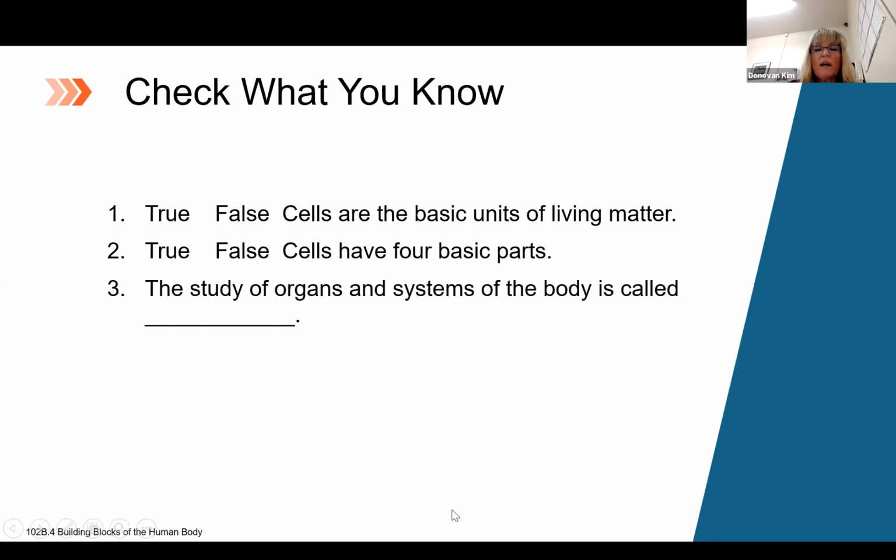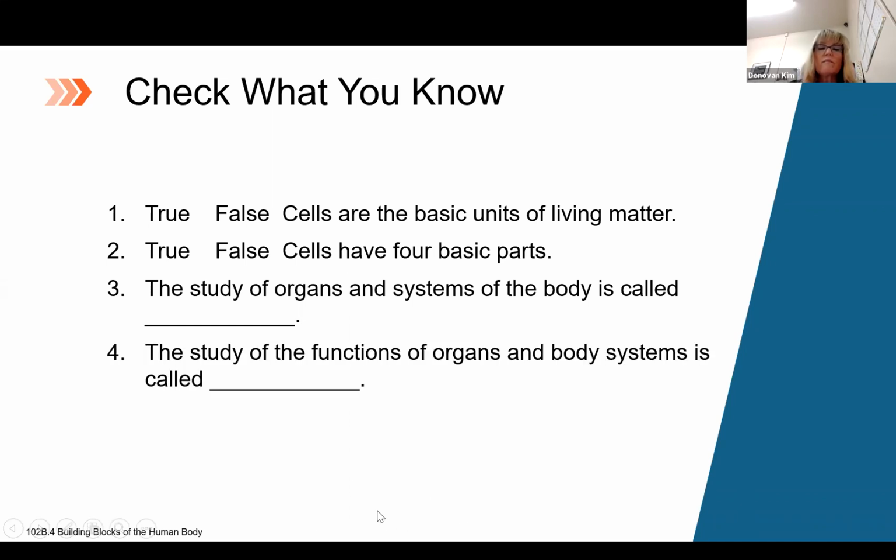Okay, I'm going to send a message in the chat as soon as I quit sharing this. The study of the function or organs of the body systems is called... Ruben, you back? Julian?